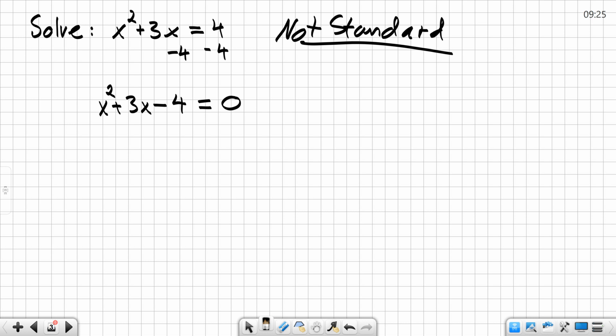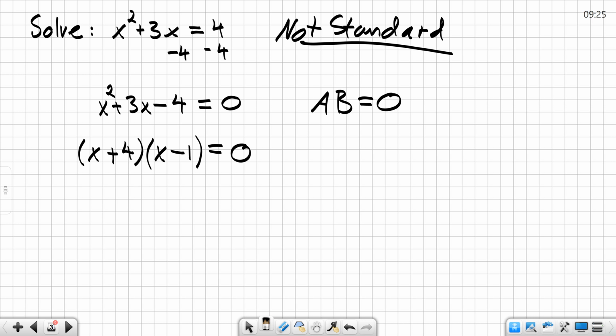Now I have it in standard form, and now I need to have it in this way that I have something times something else is equal to 0. So I am factoring. Let's have a look. Two numbers that multiply together give you -4, but when you add them give you +3, would be a +4 and a -1.